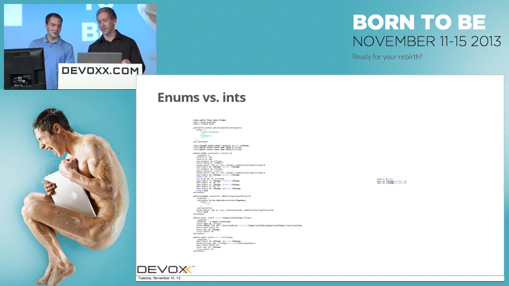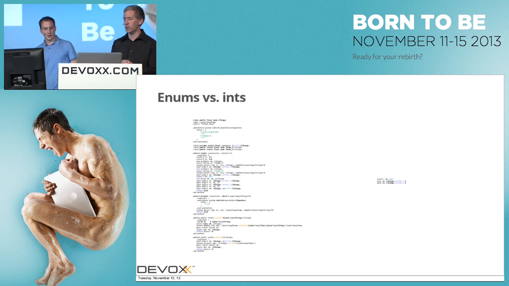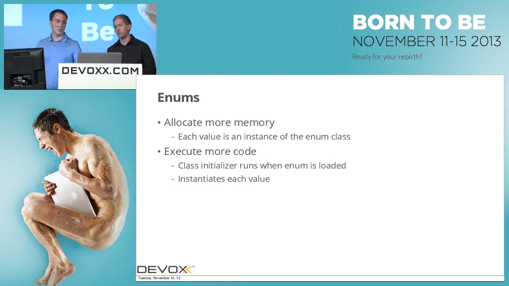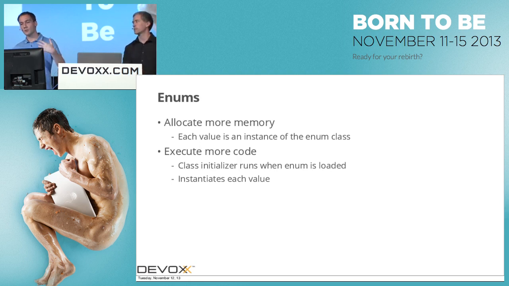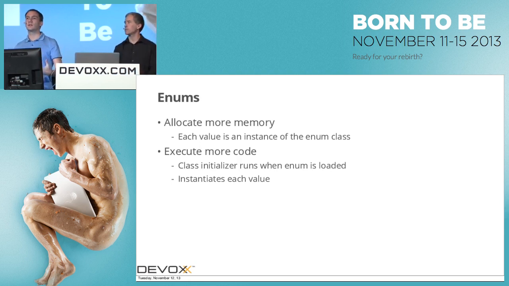That's why. So one of the big problems with enums is there's a lot of things happening in the background done by the compiler for you. So every value in the enum is actually an instance of the enum class. So that means there's a static class initializer. The first time you load that enum class at runtime, we have to execute the initializer, and we have to create all the instances in the enum. So it's going to add overhead to your startup time.